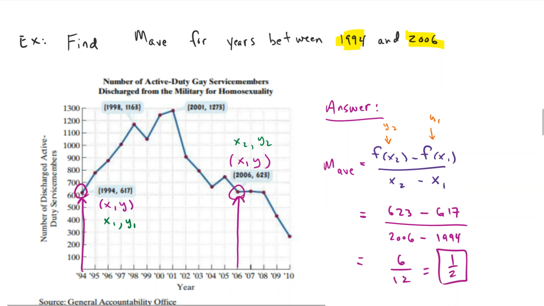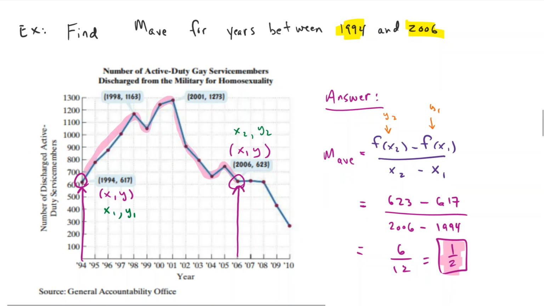So the average rate of change in all of this pink region here, if you took all of the slopes and averaged them together, you would end up getting 1/2. So that's the average rate of change for the discharges between 1994 and 2006.